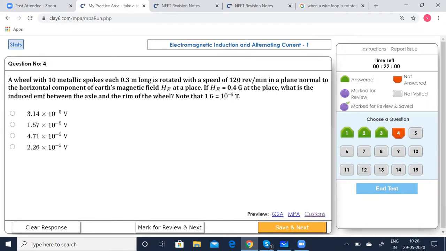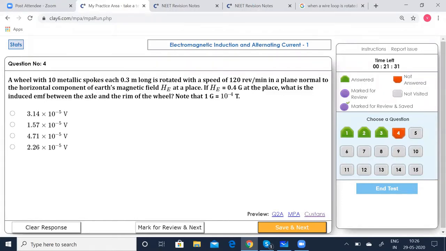A wheel with 10 metallic spokes, each 0.3 m long, is rotated with a speed of 120 revolutions per minute in a plane normal to the horizontal component of Earth's magnetic field, HE, at a place. This problem is very much similar to the previous one which we did. So HE at that place is 0.4 G. What is the induced EMF between the axle and the rim of the wheel? Note that 1 G is equal to 10 to the power of minus 4 Tesla.